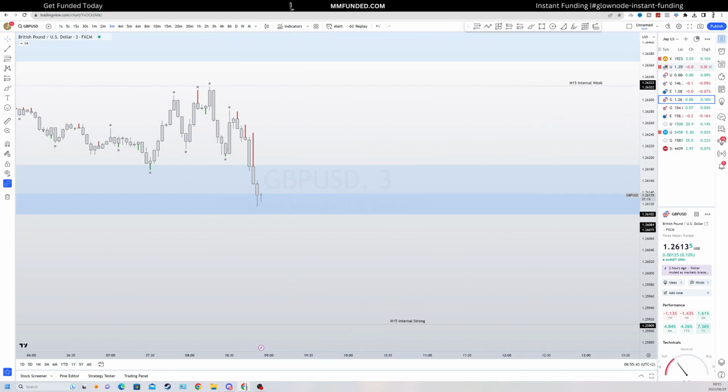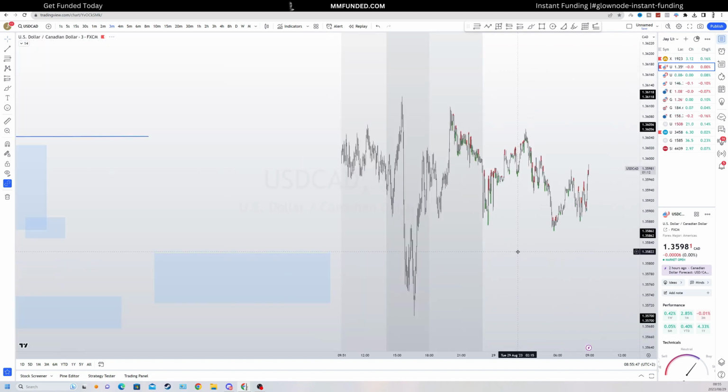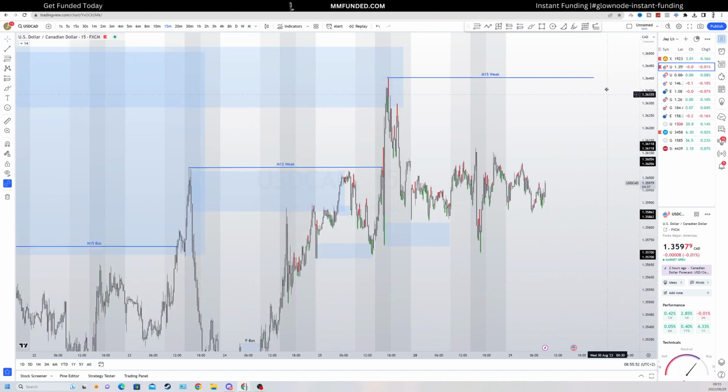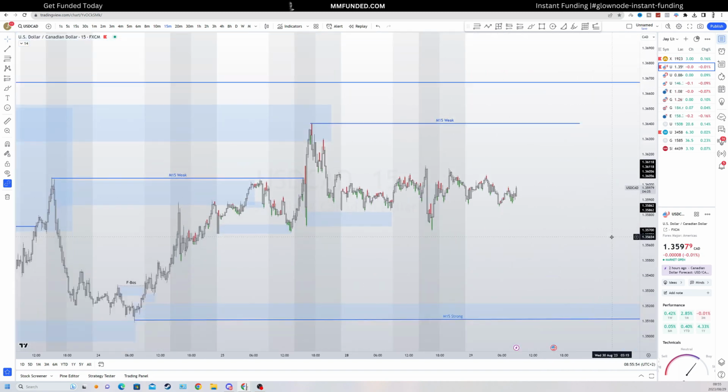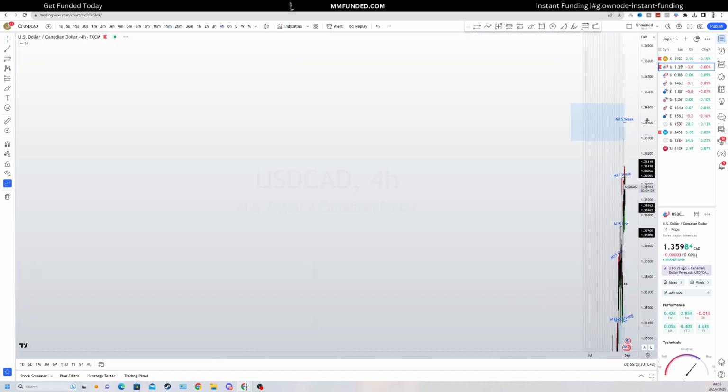USD CAD. Yeah, we can start with USD CAD. Sure thing. So yesterday, let me just come back to the M15 time frame here. On USD CAD, we started a bit of that M15 pullback off the refined area, 4-hour supply area.